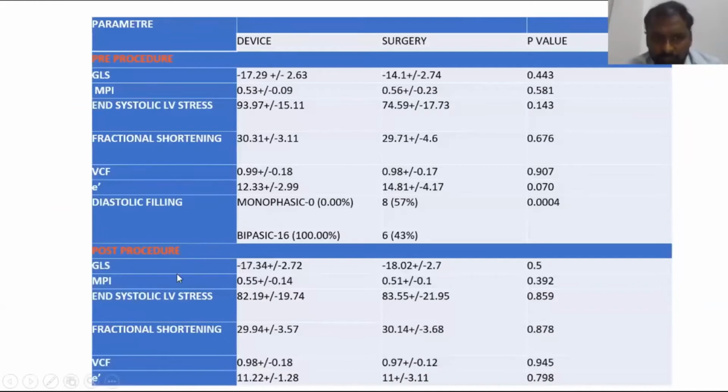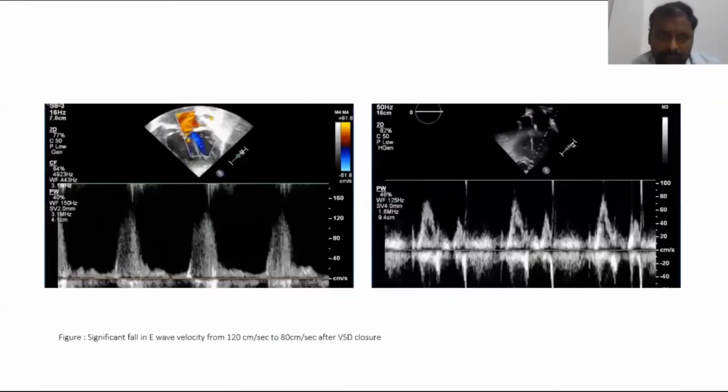And we compared these parameters post-procedure: GLS, myocardial performance index, end systolic LV stress. All these parameters post-procedure were compared between device and surgical groups. And again, similarly, there is no significant difference either in the device group or in the surgical group. There is no statistically significant difference after the VSD closure.